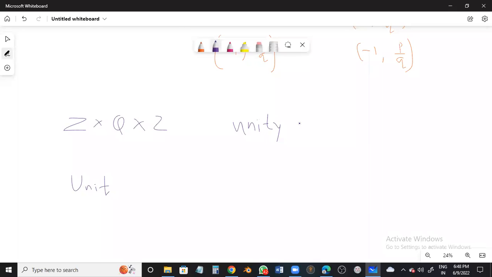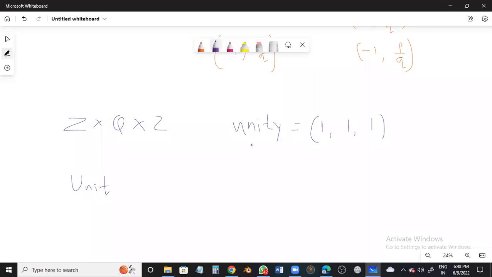What is unity? No, I'm talking about unity. Unity is the element which keeps every element as it is. So naturally it must be 1 comma 1 comma 1.